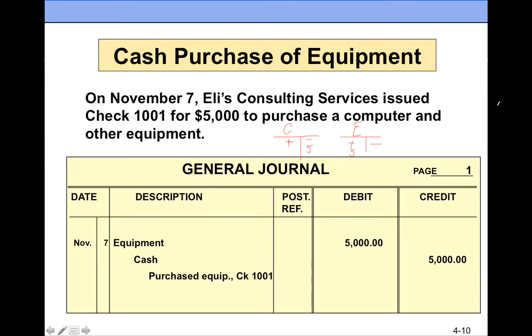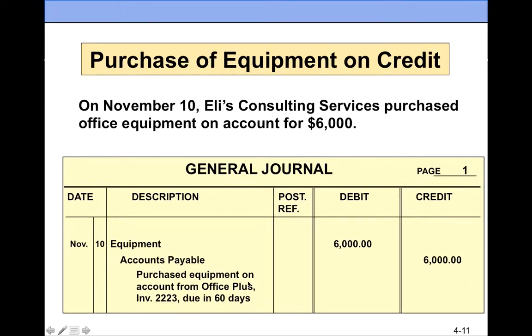So I did my analysis. There it is. How do I journalize it? I put equipment first. Whatever account you debit, it doesn't matter if the account goes up or down. What matters is which account you debit. Equipment goes first in the amount, cash goes second, and you see it's indented, and then we write the description, and it was given to me. The source document was the check number. Bought equipment, purchased equipment, check number 1001, and so on so far.